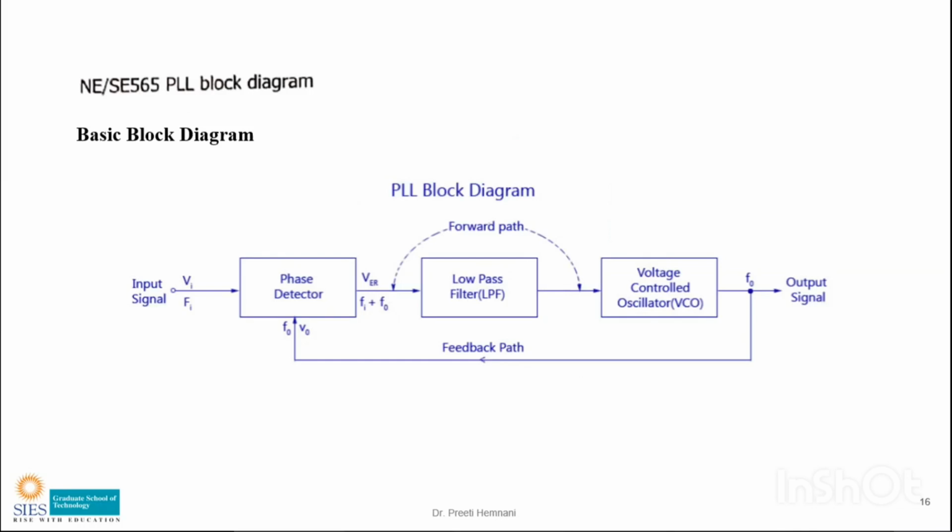This is a block diagram example. You all are asking, what is a block diagram? So this is a block diagram. How can you explain your project in different blocks? So the block diagram of PLL has a phase detector, a low pass filter, and a voltage controlled oscillator. These are the main blocks of the PLL.